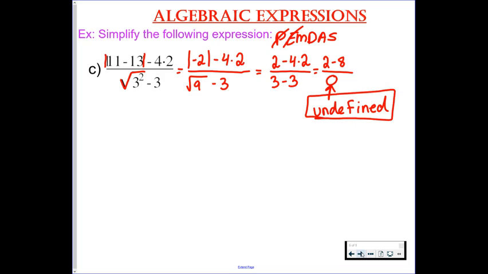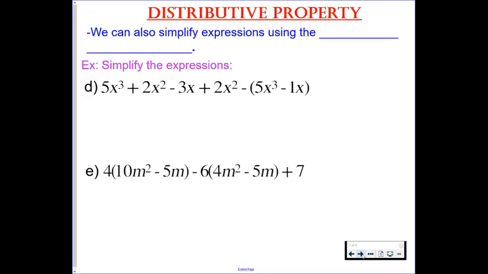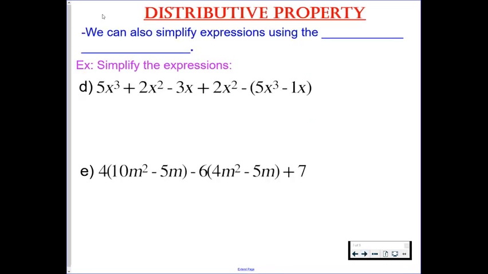Okay, that's how you simplify expressions using PEMDAS. Another way, guys, we can simplify expressions besides using PEMDAS is using something called the distributive property. Now, the purpose of the distributive property, what it does, is it eliminates the parentheses in your expression. So that way you can then simplify it.